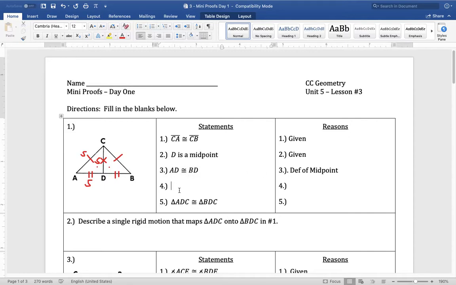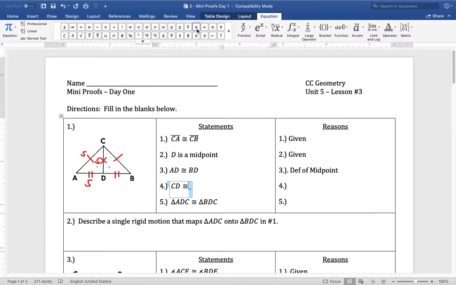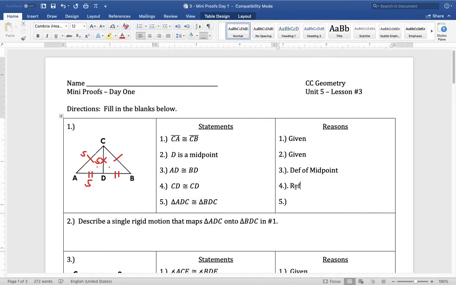The other thing that we labeled in our picture, which we don't have written here in our proof yet, is that CD was congruent to itself. CD is congruent to CD. This is called reflexive, meaning that something that is in one triangle is shared in another triangle. And triangles can share sides, they can share angles. There's a lot of different things that they can share, but in this case, they are sharing the same side. So now we have the two triangles are congruent.